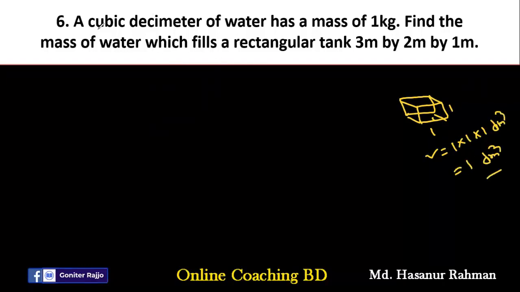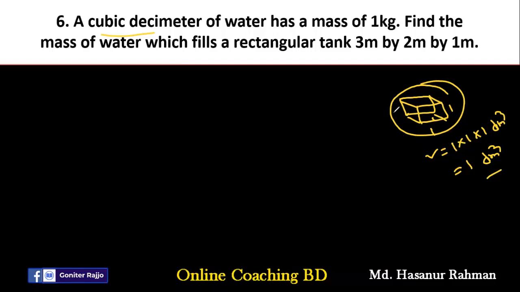Now look at the question. A cubic decimeter of water has a mass of 1 kg. So this is a 1 cubic decimeter solid, and if you measure with water, then you will get the mass of this water is 1 kg. That means 1 decimeter cube of water has a specific mass, that is 1 kg. That is already given in the question.